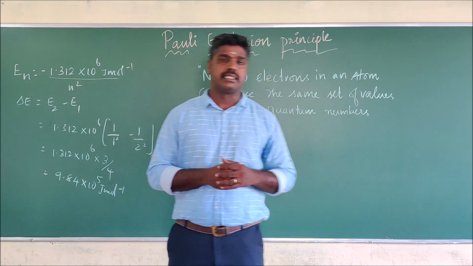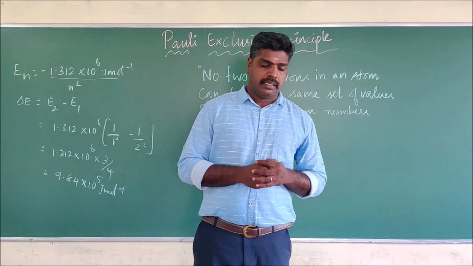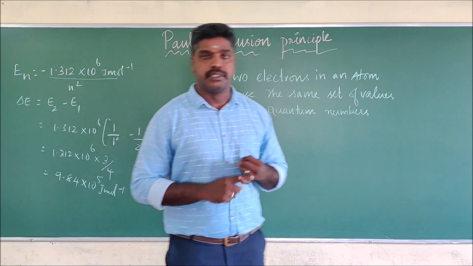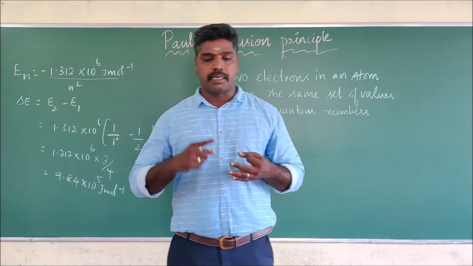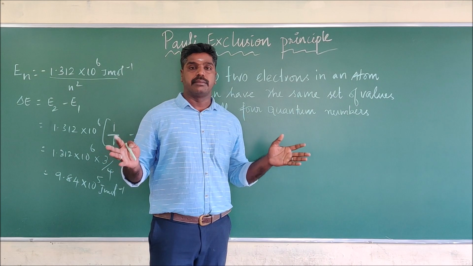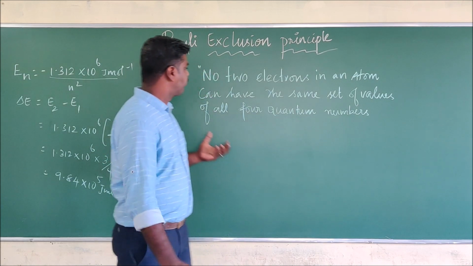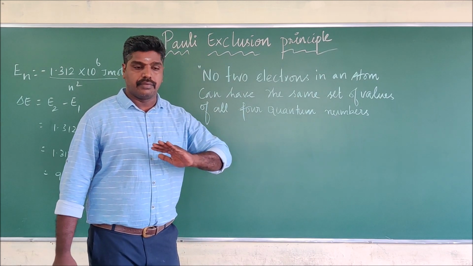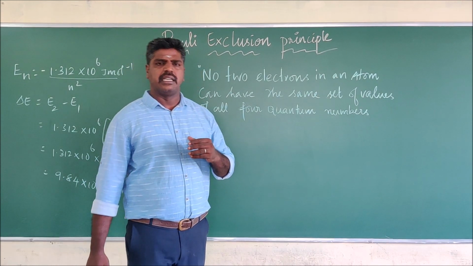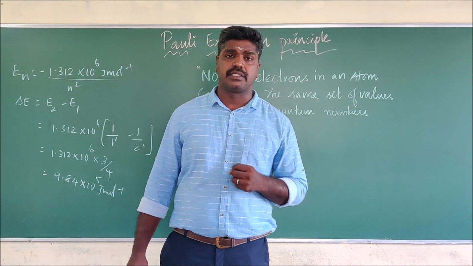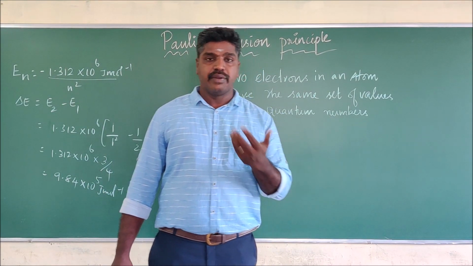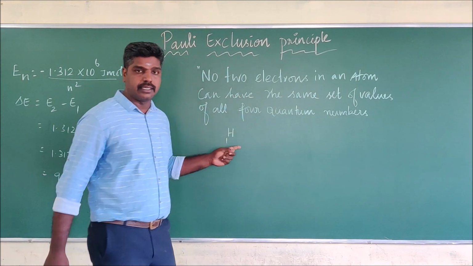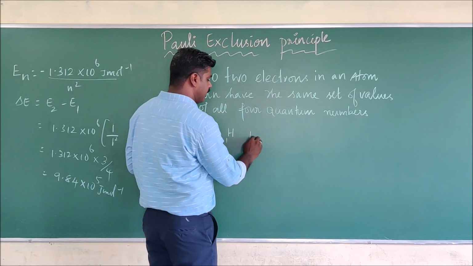What is the meaning of this? Pauli said that we have four quantum numbers: principal quantum number, azimuthal quantum number, magnetic quantum number, and spin quantum number. For each electron in an atom, these quantum numbers will not be the same. There is a unique difference in the spin of electrons. Let me give an example that you know very well. Let us take a hydrogen atom whose atomic number is 1. I am going to write 1s1.